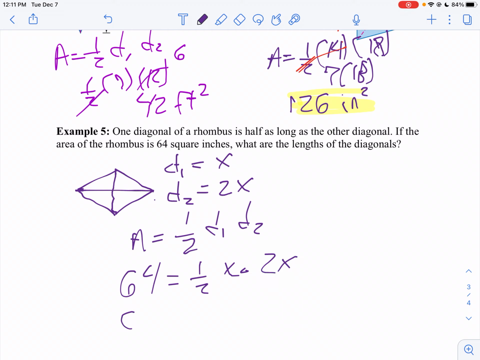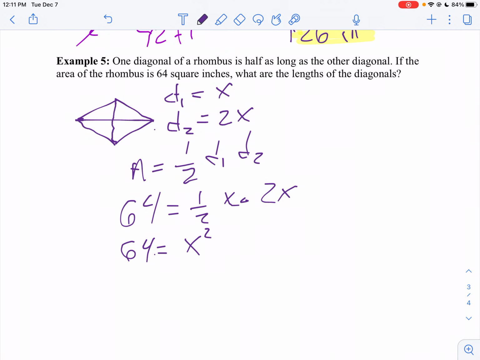Well, 64 equals, half of 2 reduces, that's 1. X times x is x squared. So 64 equals x squared. So x is going to be 8. It'd be plus or minus 8, but you can't have a negative diagonal. So I know my first diagonal is 8 inches. And I know my second diagonal is 16 inches.